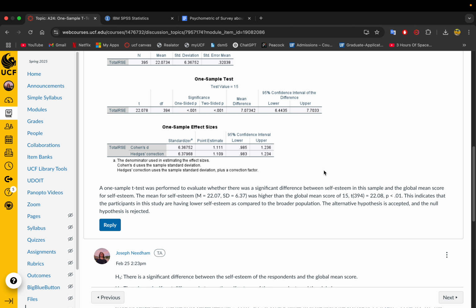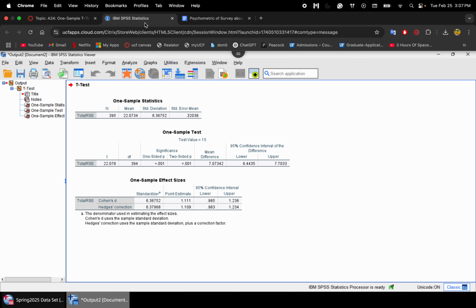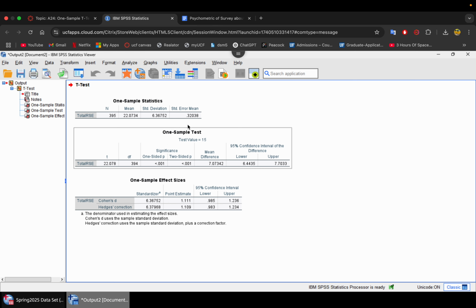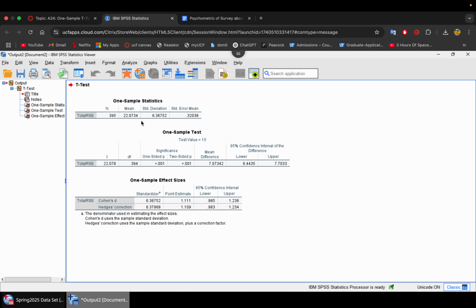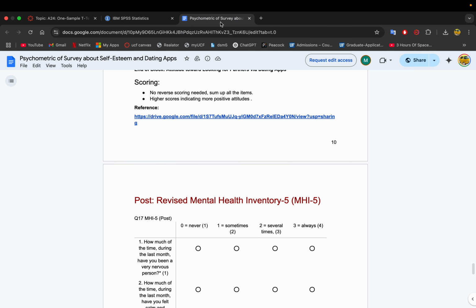The mean for self-esteem is 22.07, and the standard deviation was 6.37, which we can see right here, 6.37, and then the mean is right here, 22.07. We can pause the example right here and see what this means, because a higher mean than the global average could mean that the population has less or more self-esteem depending on how the study is scored.